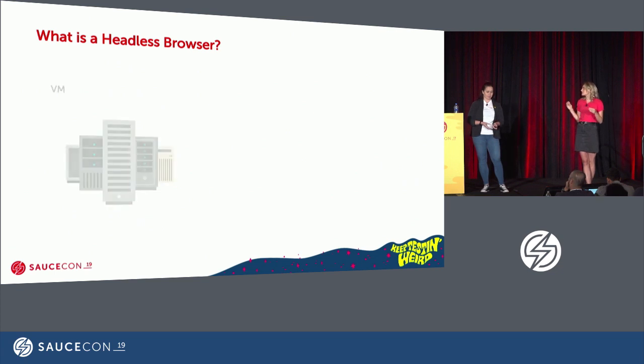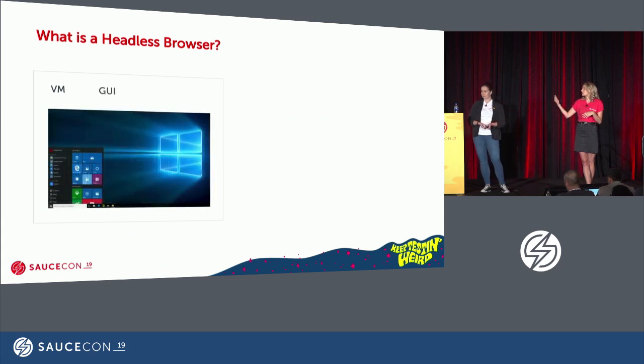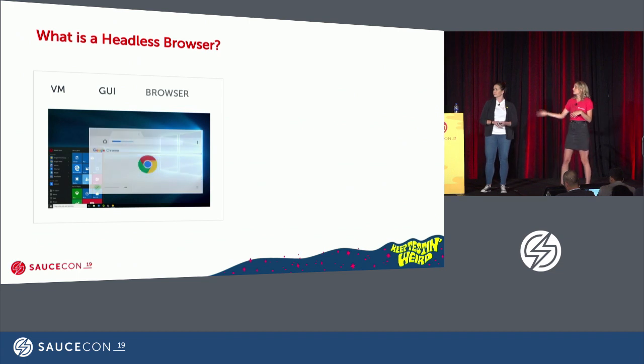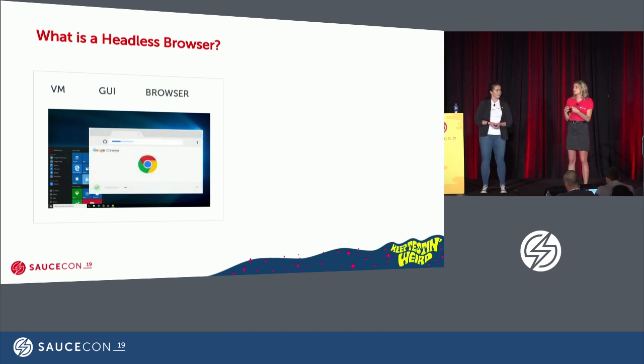So if you go to the next one, what is a headed browser, a cross-browser VM? In a cross-browser world, we spin up a virtual machine in a data center. You can do it in the cloud. And because you can do that, because you have an operating system, you're able to run a GUI. And on the GUI, you're running a browser. This is really important because we're able to capture video from this.